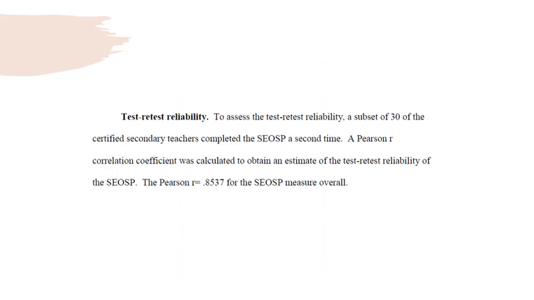I also assessed test-retest reliability. In order to do this, I had a really huge sample, and I think I had over 400 teachers complete this survey, and then I had about 30 participants who agreed to take it again a second time. Then I correlated their first test with their second, and I found that I had a test-retest reliability of 0.85 for my measure overall, which is really high. That's a good, strong correlation.